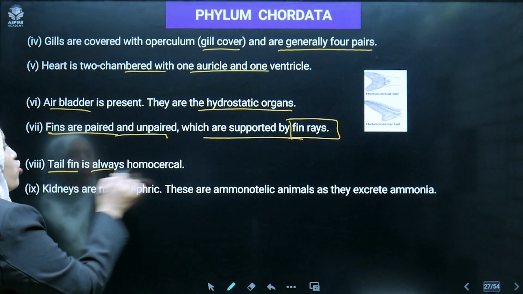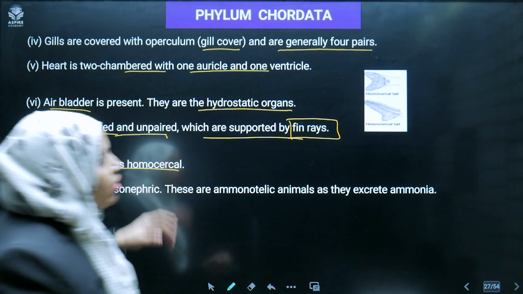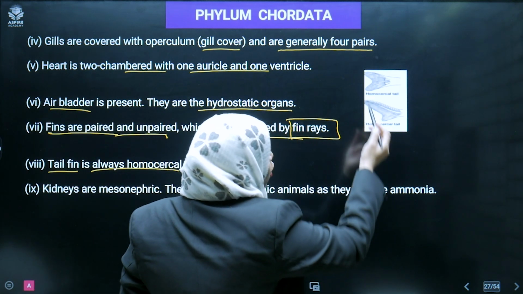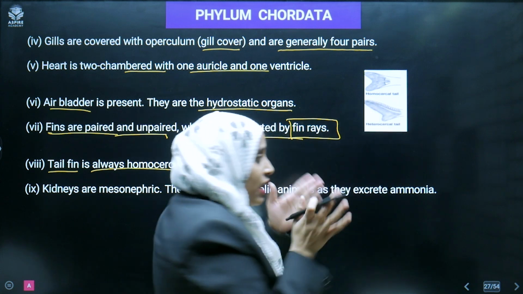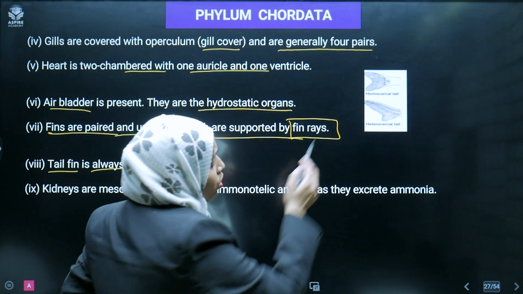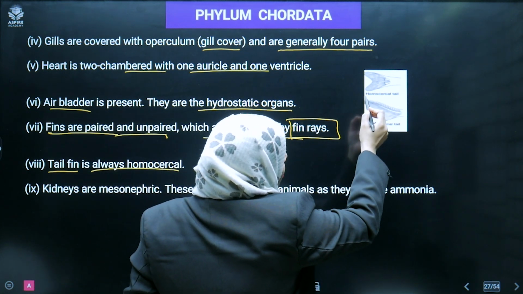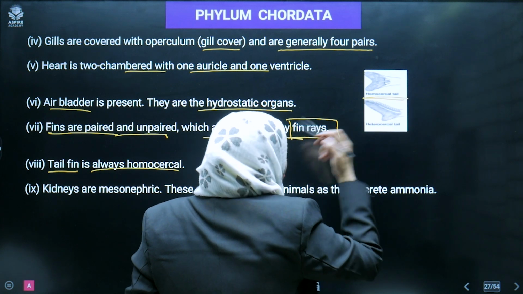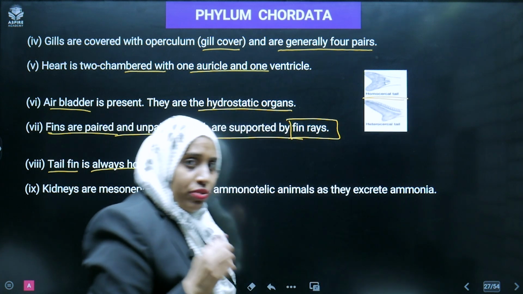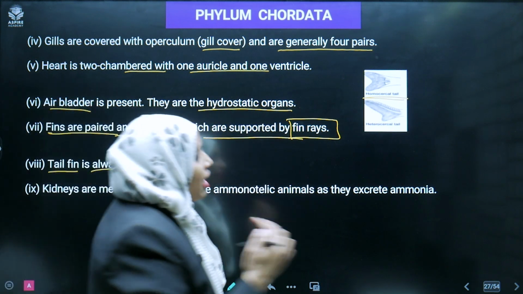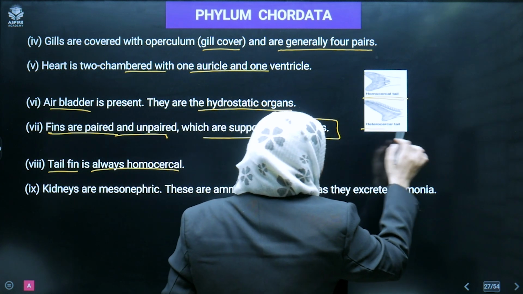Now tail fin is always homoceral. Here you can see in this diagram, homo that means both. जो आपका tail fin है, fishes का जो tail fin होगा, both will be bilateral अगर दिख रहा हो तो that is homoceral. And if it is not equally, ठीक है, it is not bilateral जैसा structure नहीं दिखे, so that is heteroceral.